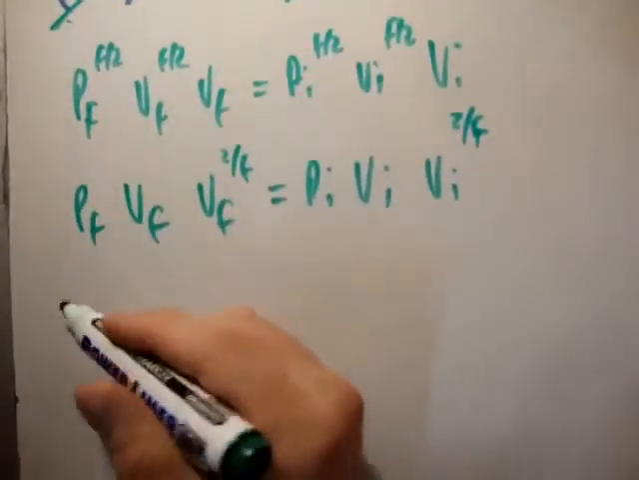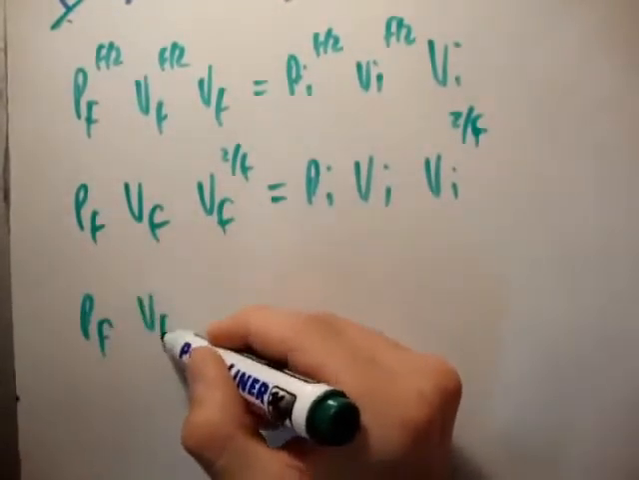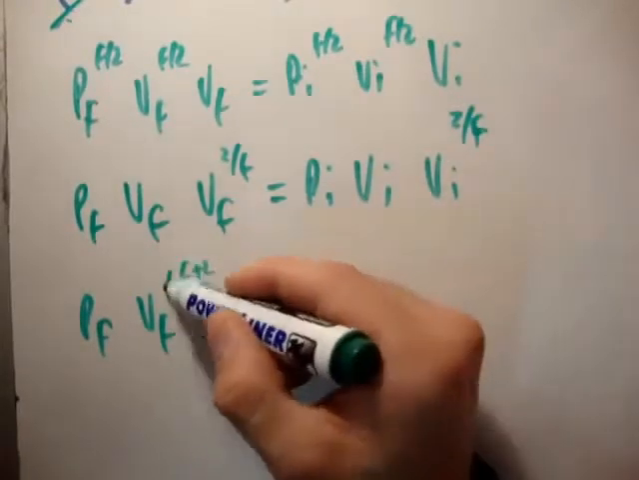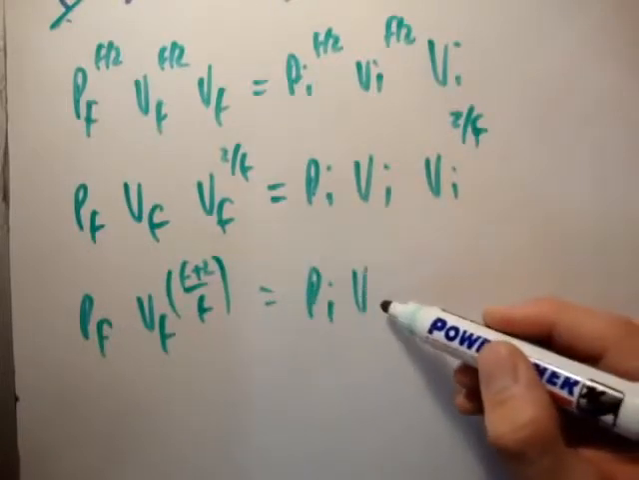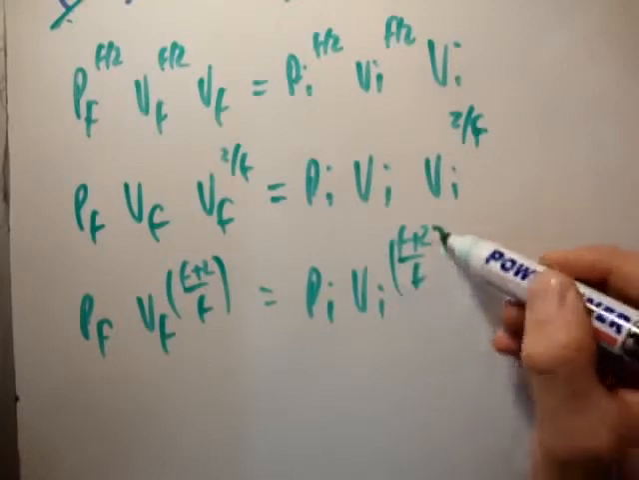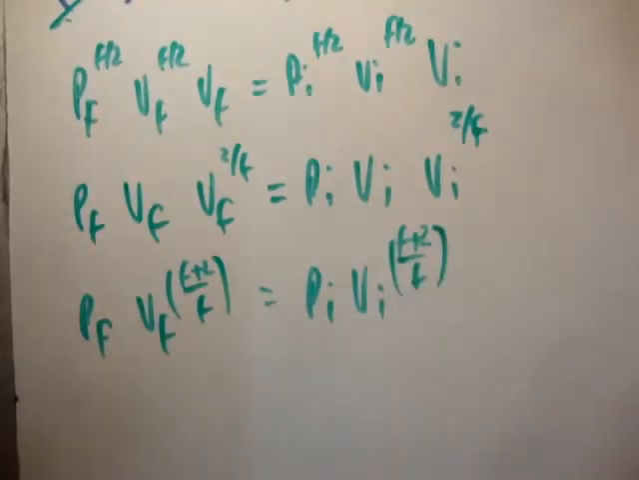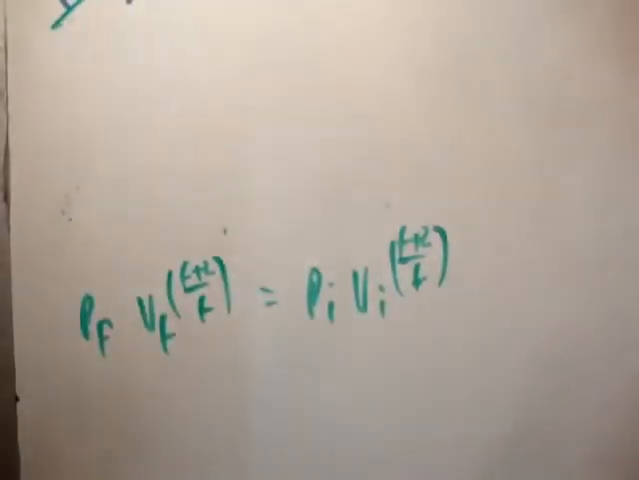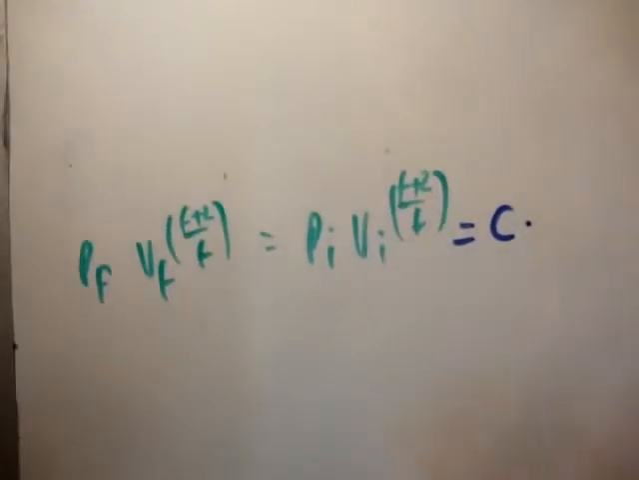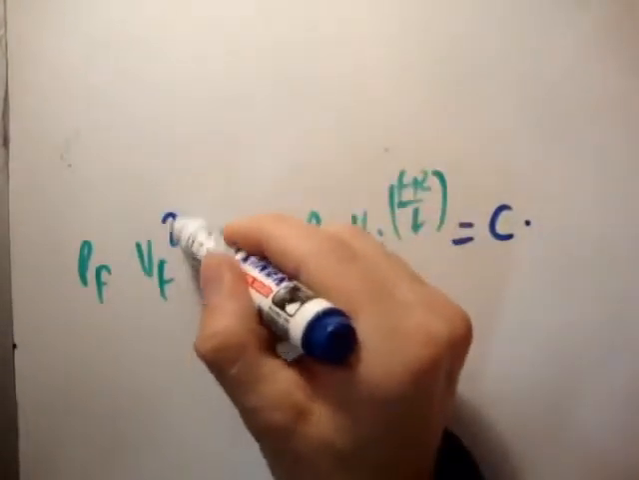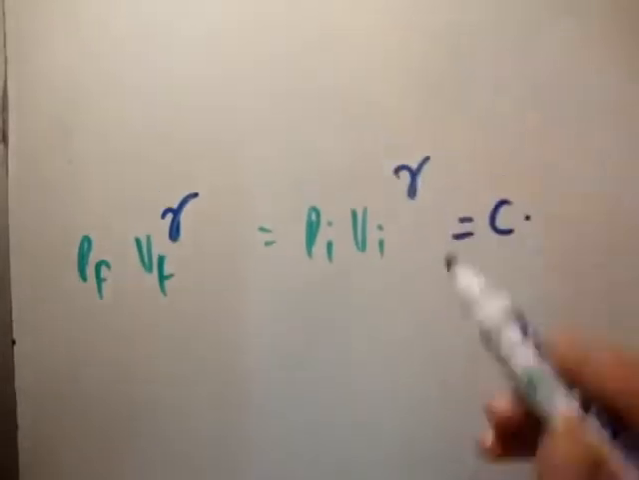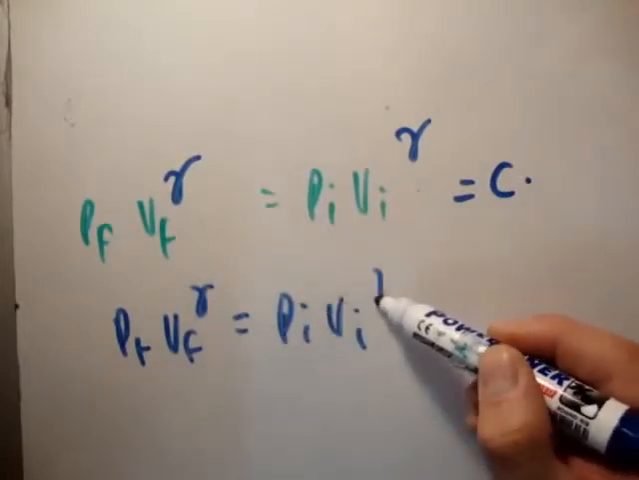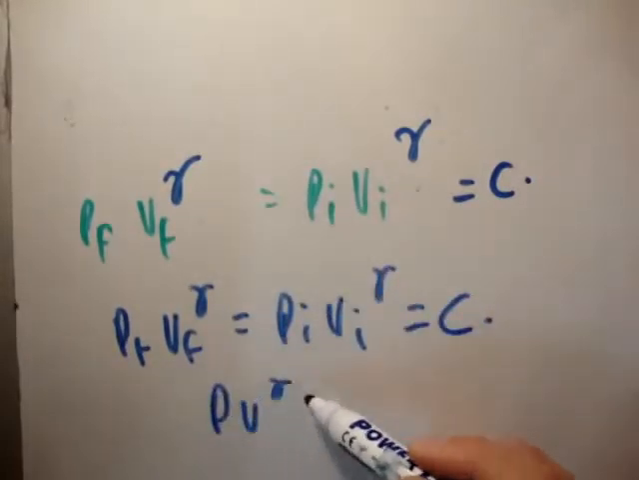And if you add these two here together, you're going to get P_F V_F to the F over 2 over F is equal to P_I V_I to the F plus 2 over F. Now, a small bit of mathematics. If two functions are equal at any time, they must be equal for all time. So that means they're equal to a constant. And instead of writing F plus 2 over F, we'll just call it a placeholder gamma. And if we look, what we have here is that P_F V_F to the gamma is equal to P_I V_I to the gamma is equal to a constant, or PV to the gamma is equal to a constant.